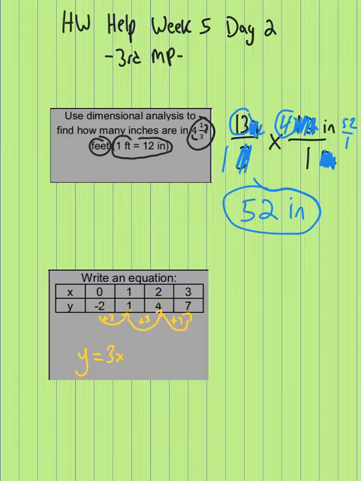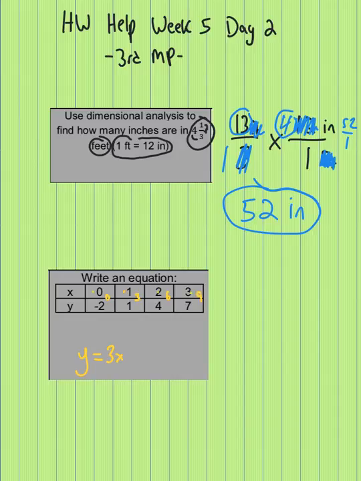Now, I'm going to go back. Let me erase some of this stuff here. And if I know the first step is to multiply by 3, I'm going to get my halfway number. So let's start with the 0. 0 times 3 is 0. 1 times 3 is 3. 2 times 3 is 6. 3 times 3 is 9.